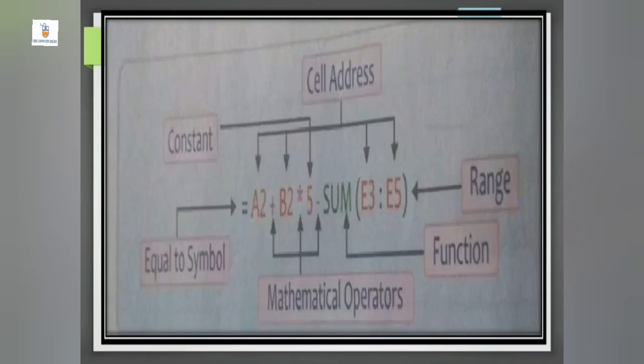Say we have a formula equal to A2 plus B2 into 5 minus SUM inside bracket E3 colon E5. So here we notice that the formula is beginning with equal to symbol. Then we have some cell addresses like A2, B2, E3, E5 etc. E3 colon E5 is also known as range, which is given inside the parenthesis in front of a function SUM here. We see operators like plus, multiply, minus used here. We have a constant 5.